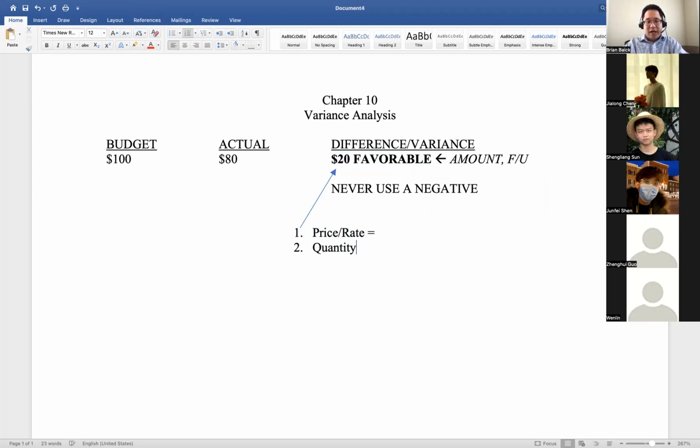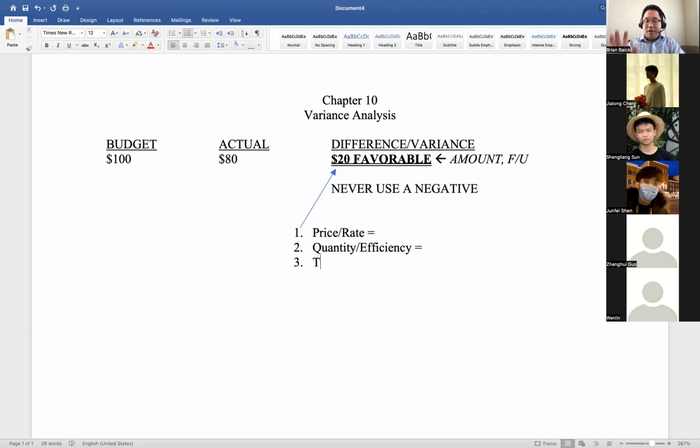The second type of variance you can have is called a quantity variance, also called efficiency variance. For example, I go to the grocery store and my budget is $100. I actually spend $80, so I am $20 under budget. I have a $20 favorable variance. Why is that? Maybe it's because I bought less bread than I expected, or fewer vegetables than I expected. Quantity variance.